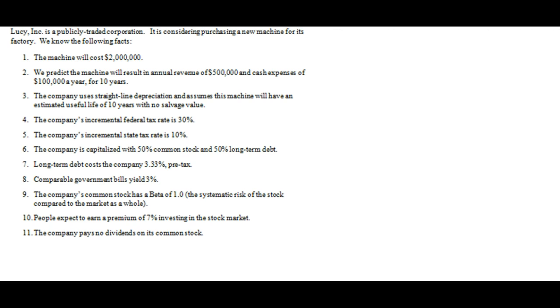Capital budgeting means making a decision about investing in a new capital project. Maybe it's buying a new store, a new warehouse, building a new distribution center, or buying a new piece of equipment. In this example, Lucy Inc. is a publicly traded corporation thinking about buying a machine that'll cost $2 million. They predict that they'll get $500,000 a year in new sales from the product this machine produces, and that they'll have cash expenses of $100,000 a year. If it helps, think about that as the salary of the guy who has to work this machine. We have to pay him in cash.